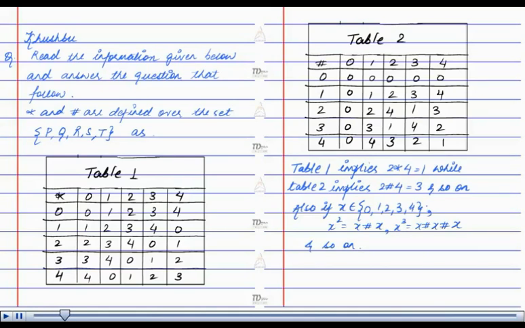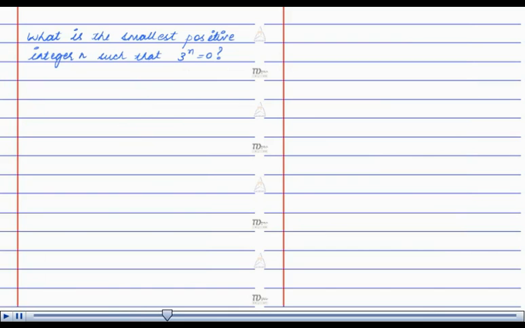Read the information given below and answer the question that follows. Star and hash are defined over the set P, Q, R, S, T as shown in tables 1 and 2. Table 1 implies 2 star 4 is equal to 1, while table 2 implies 2 hash 4 is equal to 3, and so on. Also, if x belongs to 0, 1, 2, 3 or 4, x square is equal to x hash x, x cube is equal to x hash x, and so on. What is the smallest positive integer n such that 3 to the power n is equal to 0?